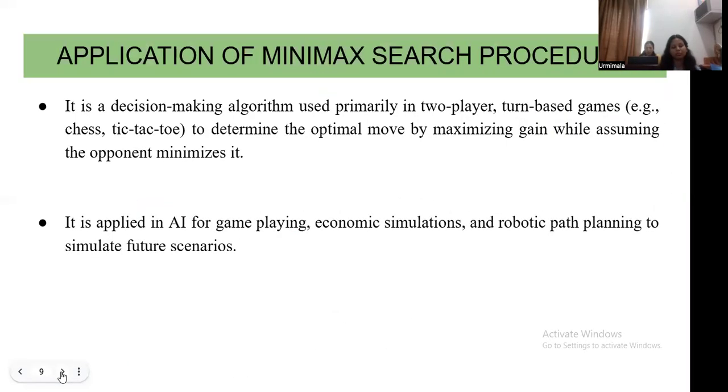The application of minimax search procedure. It is a decision-making algorithm used primarily in two-player, turn-based games, example chess, tic-tac-toe, to determine the optimal move by maximizing gain while assuming the opponent minimizes it. It is applied in artificial intelligence for game playing, economic simulation, and robotic path planning to simulate further scenarios.